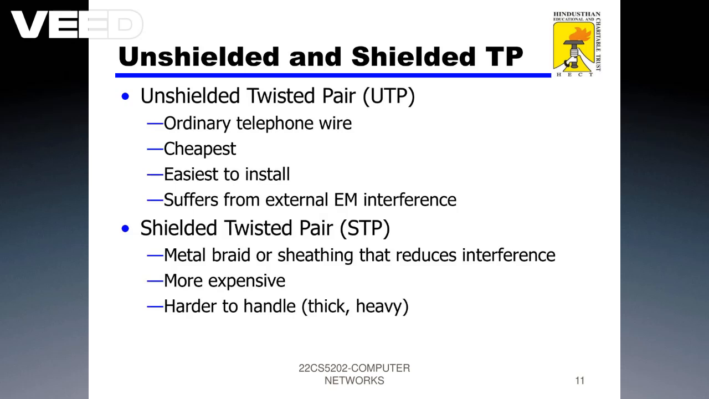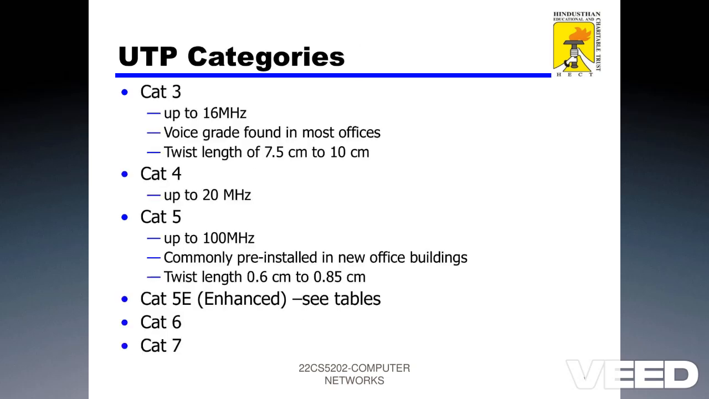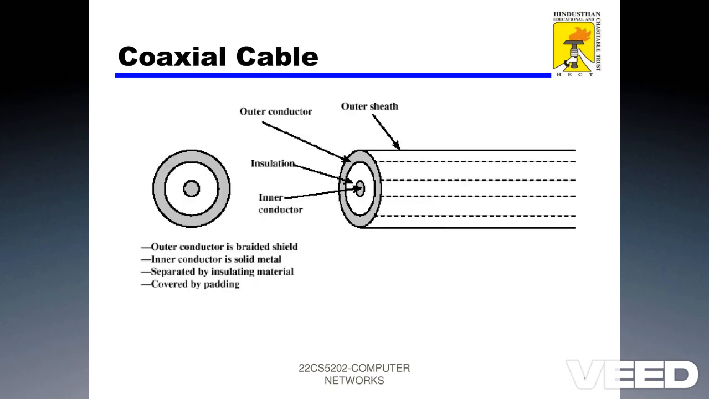Next is shielded and unshielded twisted pair. Unshielded twisted pair is like an ordinary telephone wire. Shielded twisted pair has a metal braid, and is very heavy and very thick, so it is harder to handle the cables. The UTP categories in twisted pair are Cat 3, Cat 4, Cat 5, Cat 5e, Cat 6, and Cat 7.